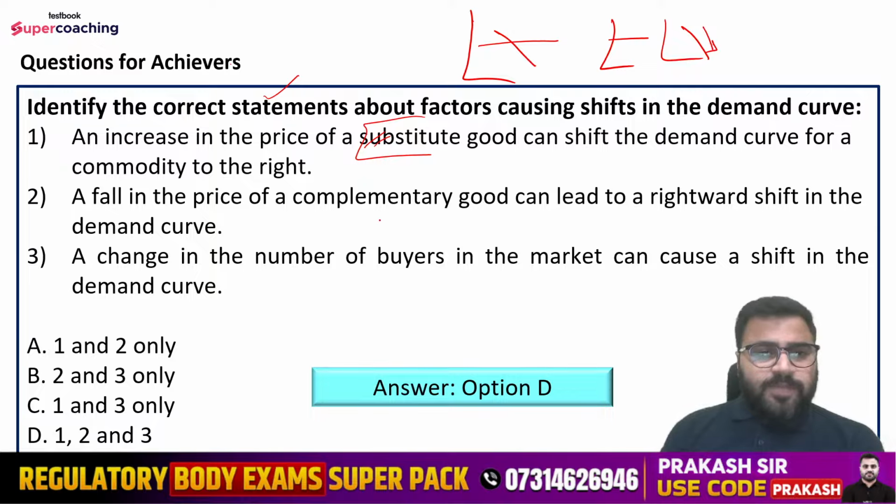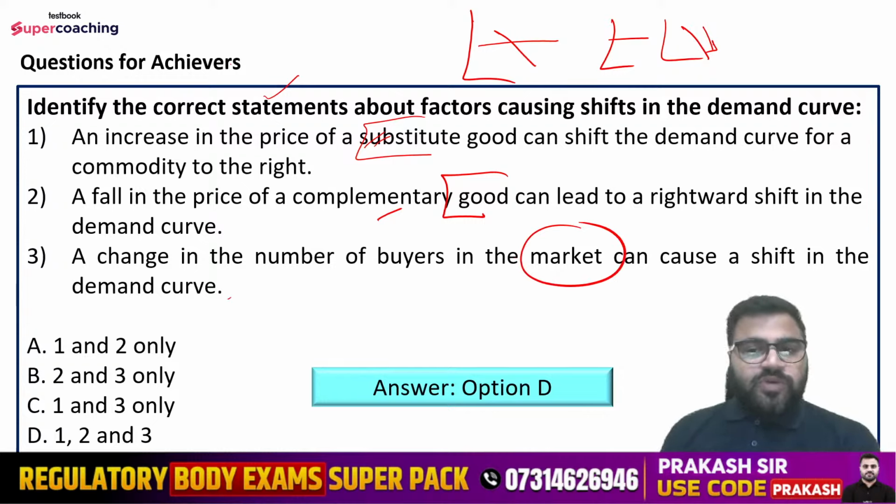Then, a fall in the price of a complementary good can lead to a rightward shift in the demand curve. Yes, if the prices of a complementary good are falling, the demand for the main commodity will increase, and that will lead to a rightward shift in the demand curve. Also, a change in the number of buyers in the market can cause a shift in the demand curve. When the number of buyers changes, the demand curve will definitely shift. If buyers increase, demand increases; if buyers decrease, demand goes down. That is why all the statements are correct.